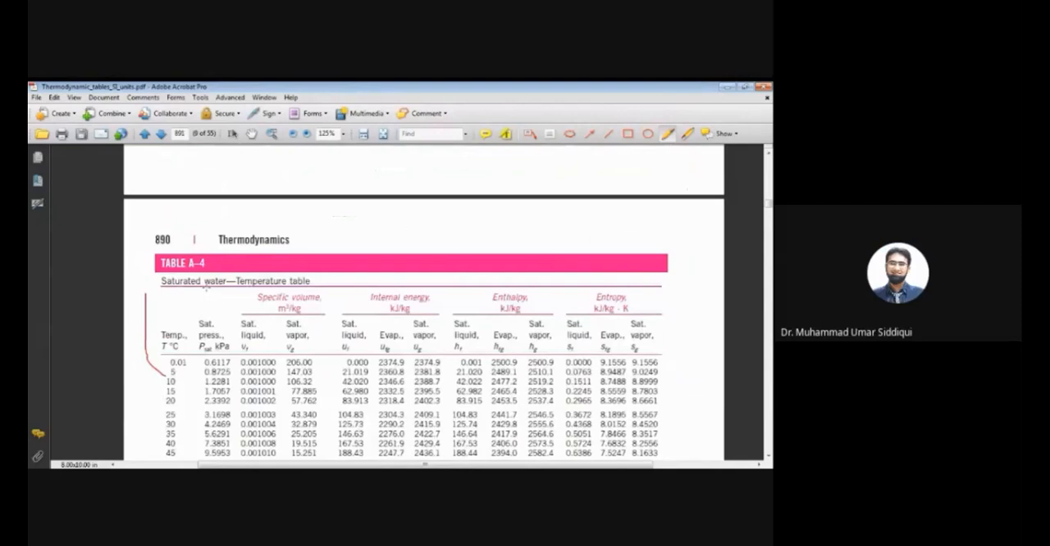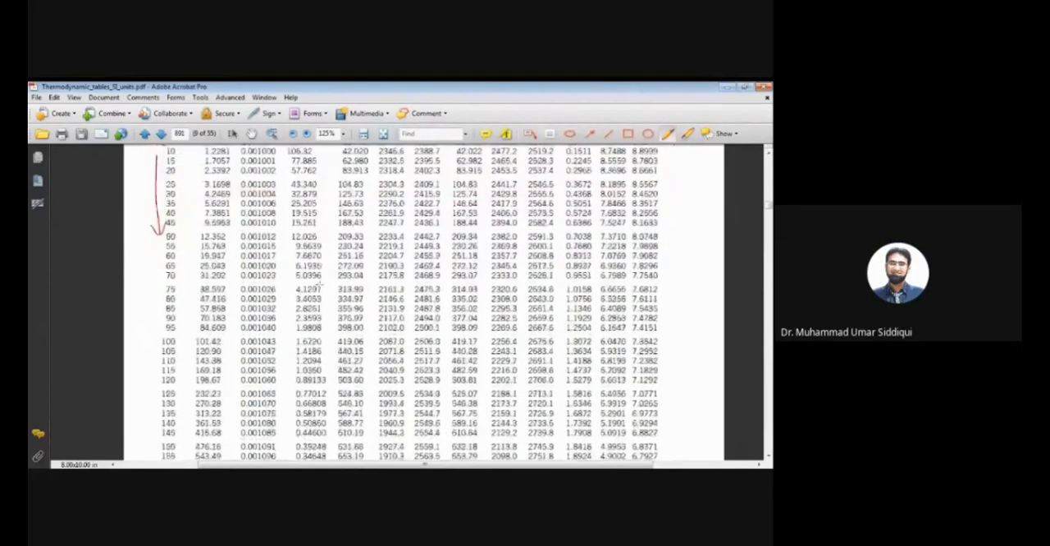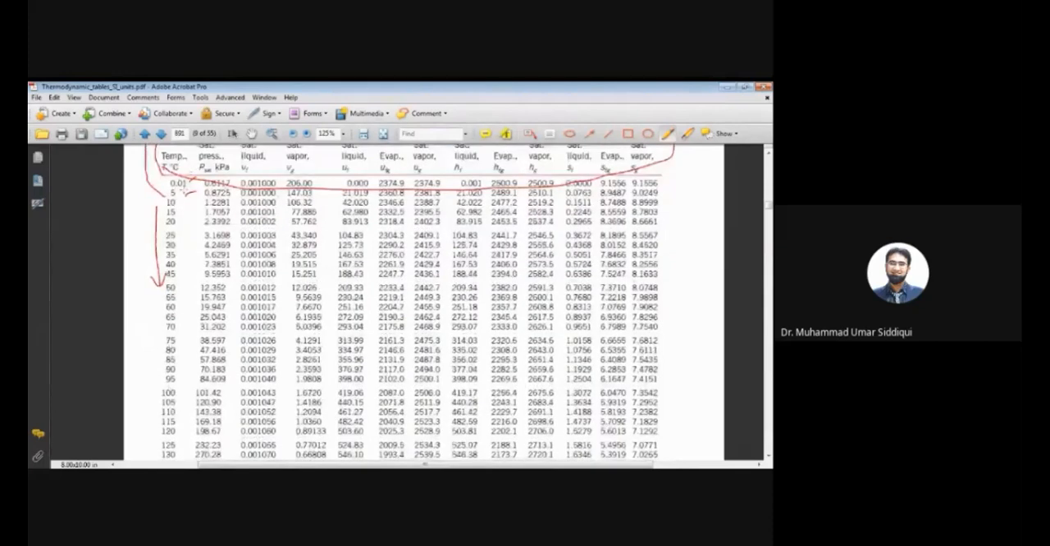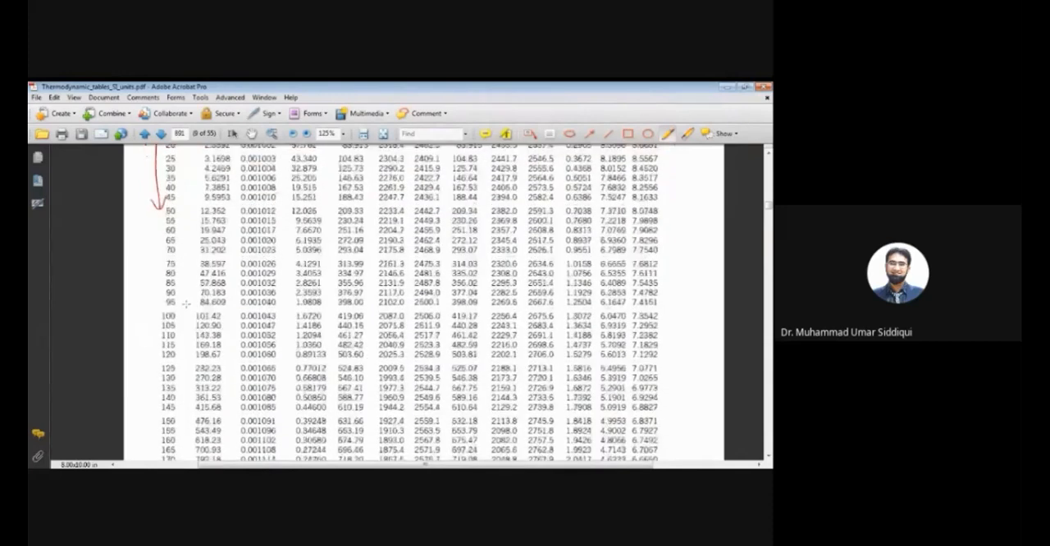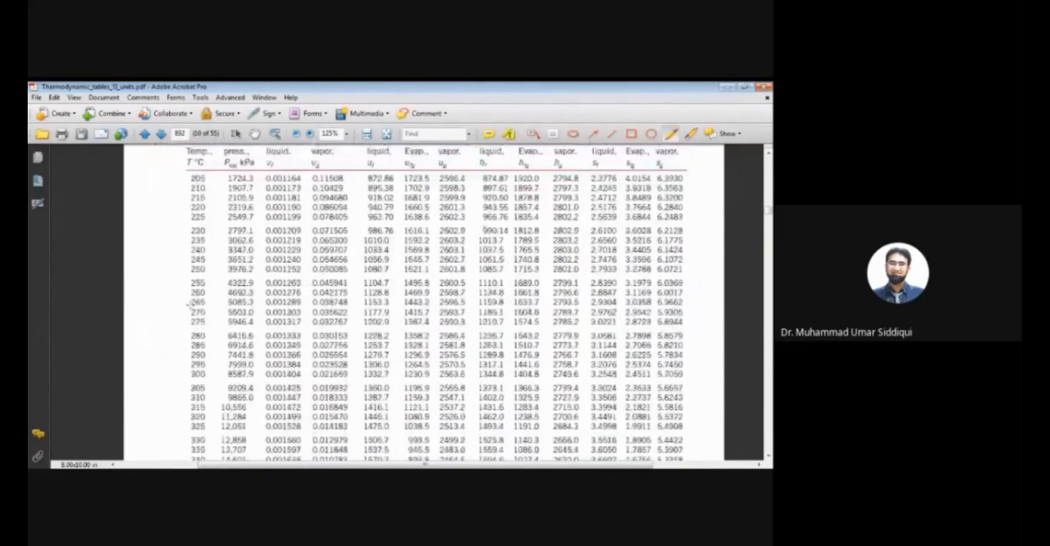Okay, table A4, I showed you the table. In the slide, only the first two lines were shown. But anyways, this is a big table. So you have all these properties that we discussed. And then these properties are there for different values of temperature. This is the saturated water temperature table. We have temperatures in degrees centigrade: 0.01, then 5, 10, 15, 20, and so on. Table A4 continues here.